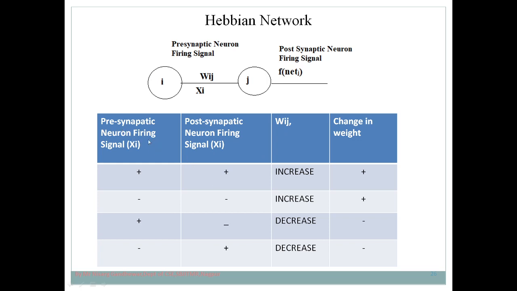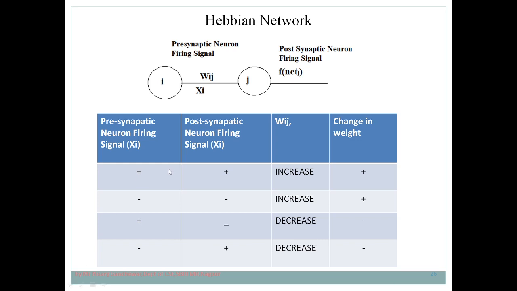In the presynaptic neuron firing signal, suppose we have plus, and in the postsynaptic we also have plus. In that case, both the neurons are activated at the same time. Both neurons i and j have activated at the same time, which means the weight has to be increased. That means the change in the weight is positive.